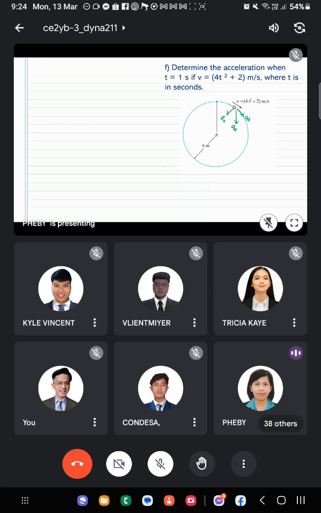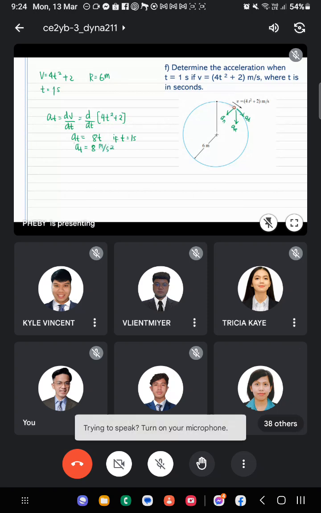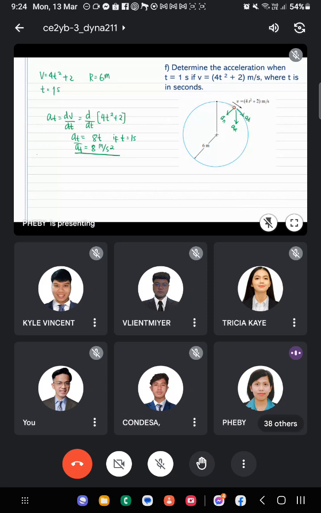So, for our AT, or tangential acceleration, this is dv over dt, or derivative of v, which is 4t squared plus 2. So, AT will be 8t. And if t is equal to 1 second, therefore our tangential acceleration is 8 meter per second squared. So that's our AT, or tangential acceleration.